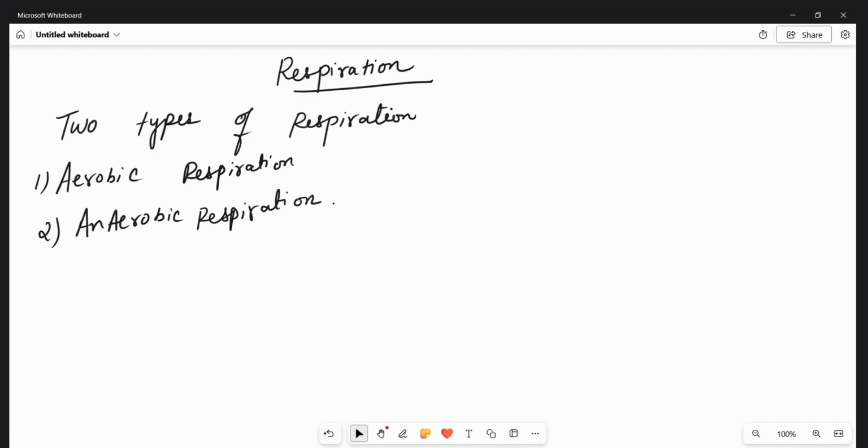Aerobic respiration happens in most animals, including human beings. Anaerobic respiration we see in small microorganisms, like yeast. Write down about that, then we'll continue.